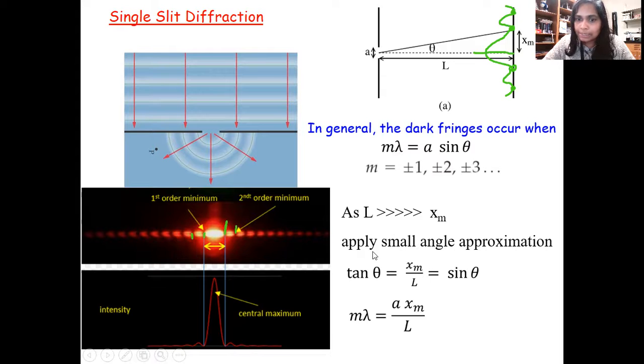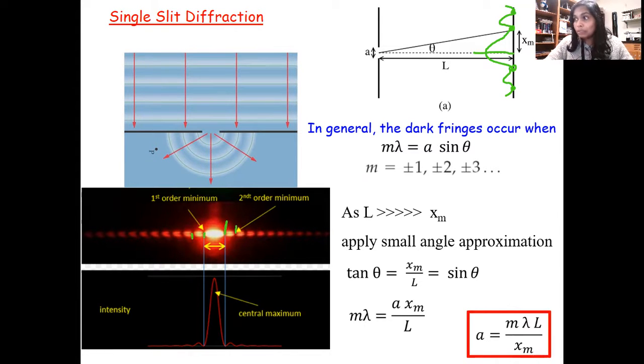If we apply that idea to the equation m lambda equals a sine theta, our equation can be modified as m lambda equals a, and instead of sine theta, we put xm over L. So we have m lambda equals a times xm over L. That is what you see in your lab manual. This is for the single slit, and we are considering the minimas, and you are measuring the distance from the central maximum center to the minimas. The slit width equation will be a equals m lambda L over xm, as in this slide.